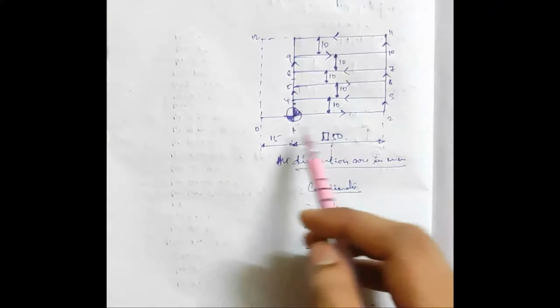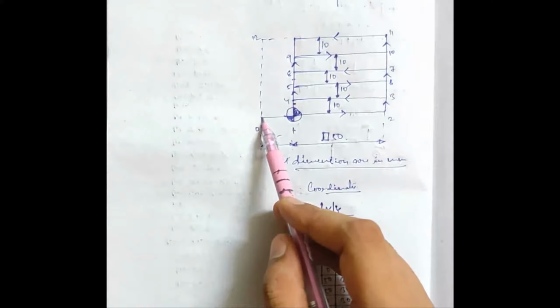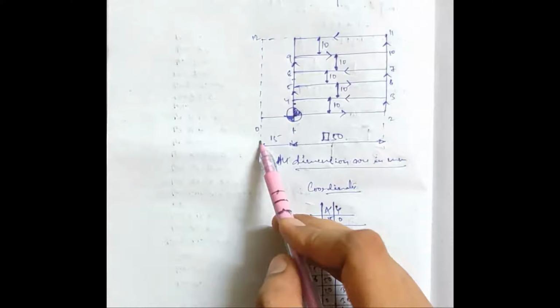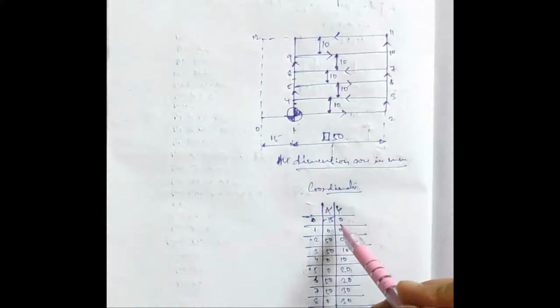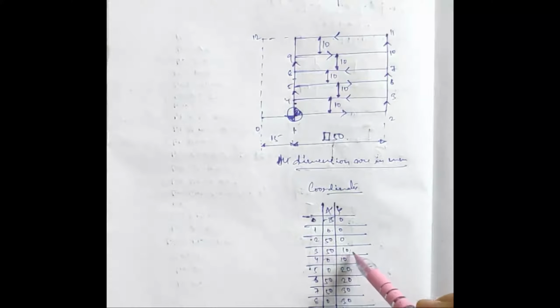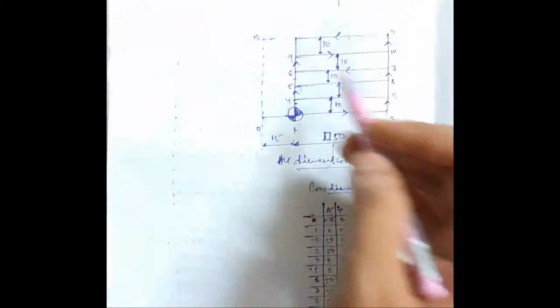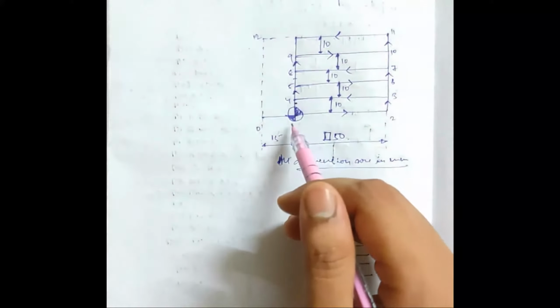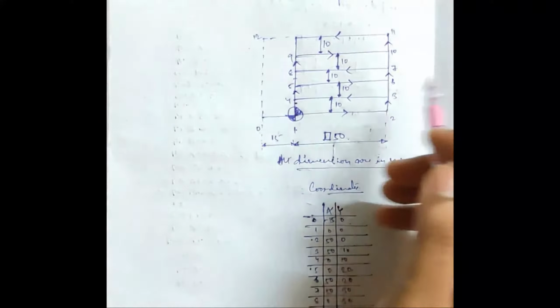Okay. So from here your operation will start. This is your point number 0. The point number 0 will be minus 15, 0. Point 1 will be 0, 0; 2 will be 50, 0; 3 will be 50, 10; 4 will be 0, 10; 5 will be 0, 20; 6 will be 50, 20. It goes on up to point number 12, which will be x minus 15 and y 50.